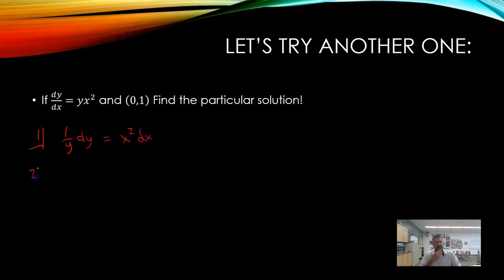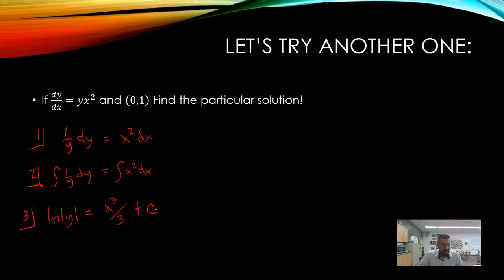That's step number 1. Step number 2 is we are going to take the antiderivative of both sides. So in this case, when I take the antiderivative of 1 over y, it's the ln of the absolute value of y is equal to x to the third divided by 3. And then technically, my third step comes in here. I have to remember my plus c. So now I've taken my antiderivative.